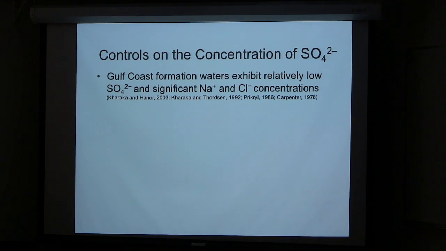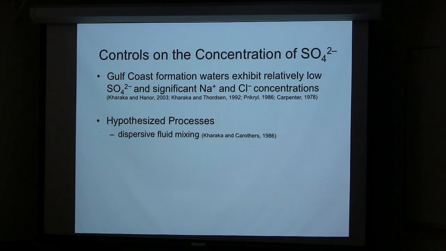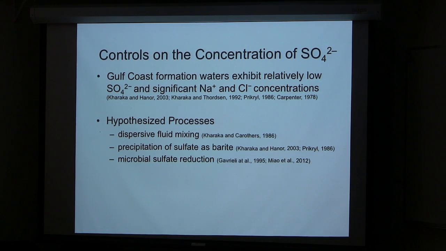And so it's been hypothesized that this anomalously low sulfate concentration in the Gulf Coast formation waters is the result of several rate-controlled processes that help keep the sulfate concentration low. These hypothesized processes include dispersive fluid mixing, in which the brines closer to the salt domes are diluted through interaction and mixing with meteoric fluids, because meteoric fluids typically contain little to no sulfate. Also, possibly the dissolution of sulfate and then its precipitation as barite. And then also possibly the removal of sulfate from the system through microbial sulfate reduction.